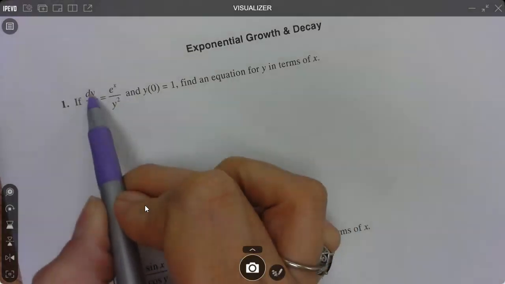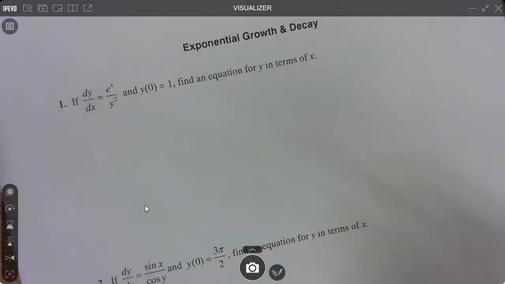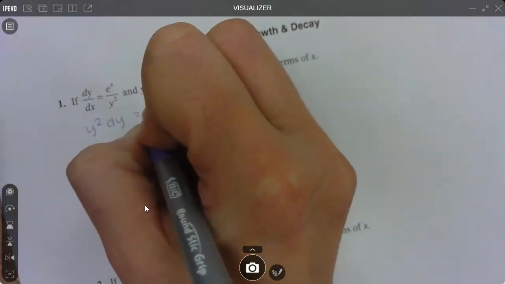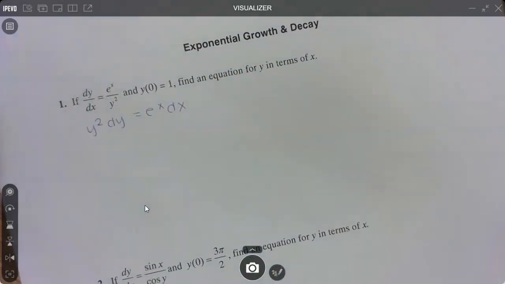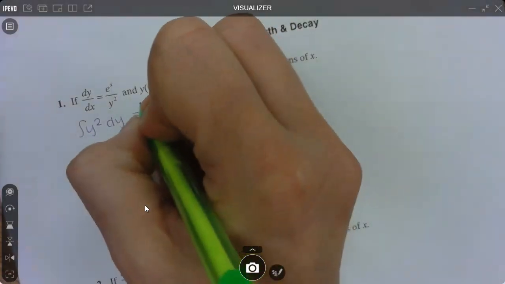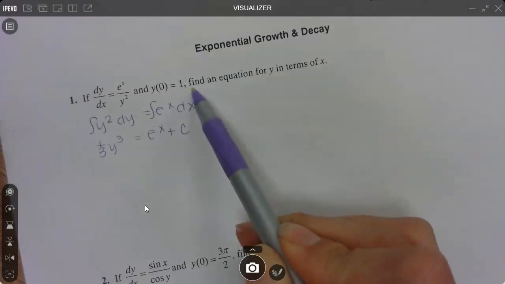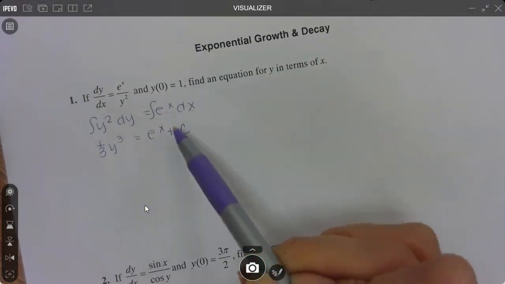So once again, you want to get y's with y's, x's with x's. So we're going to rewrite this as y squared dy equals e to the x dx. And then we are going to integrate both sides. So we get 1/3 y cubed equals e to the x plus c. We're given that when x is 0, y is 1. So we're going to plug in 1 and 0 here.